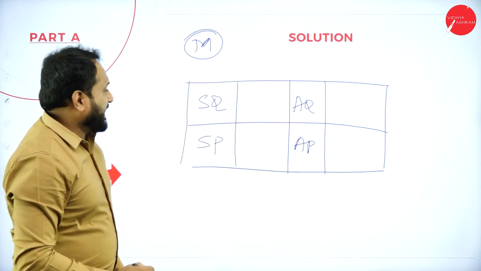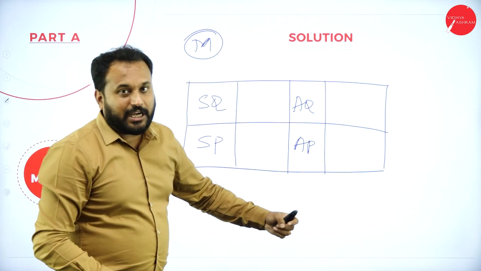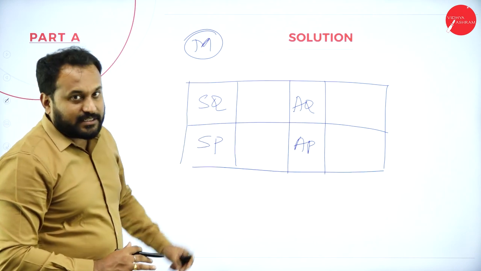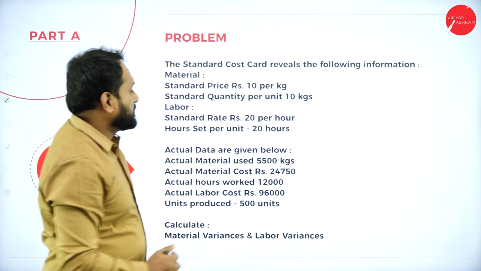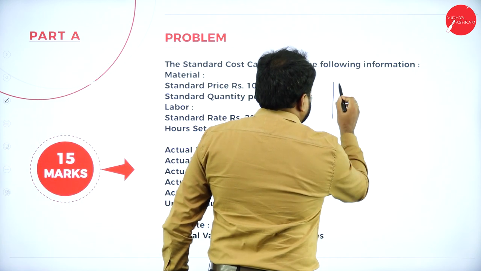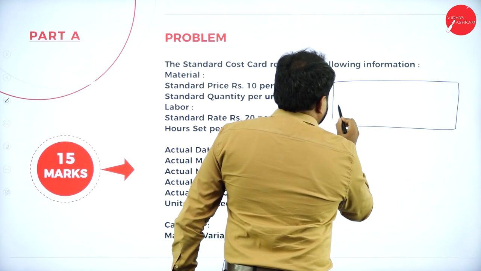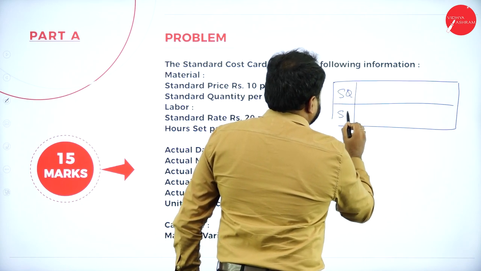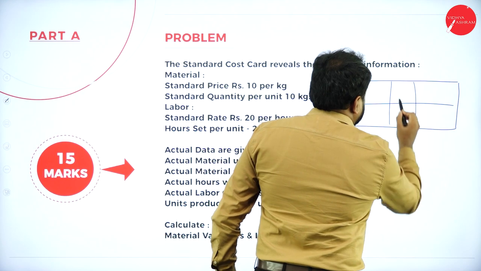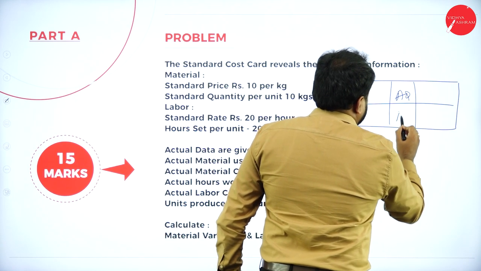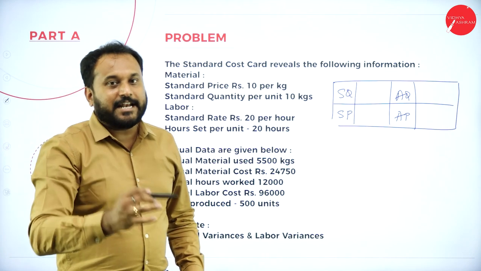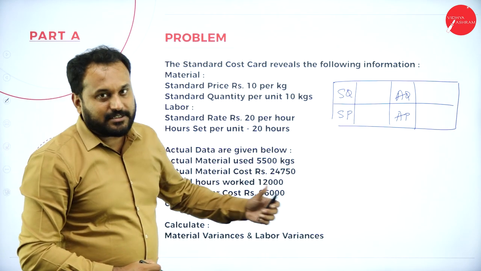Now, if I know SQ, SP, AQ, AP, I'll only start with the formulas. So first I need to know these things. What I'll do here is write this down in the same format: SQ, SP, and here we have AQ and AP. Please watch the sessions on standard costing. You will get all the details very easily.